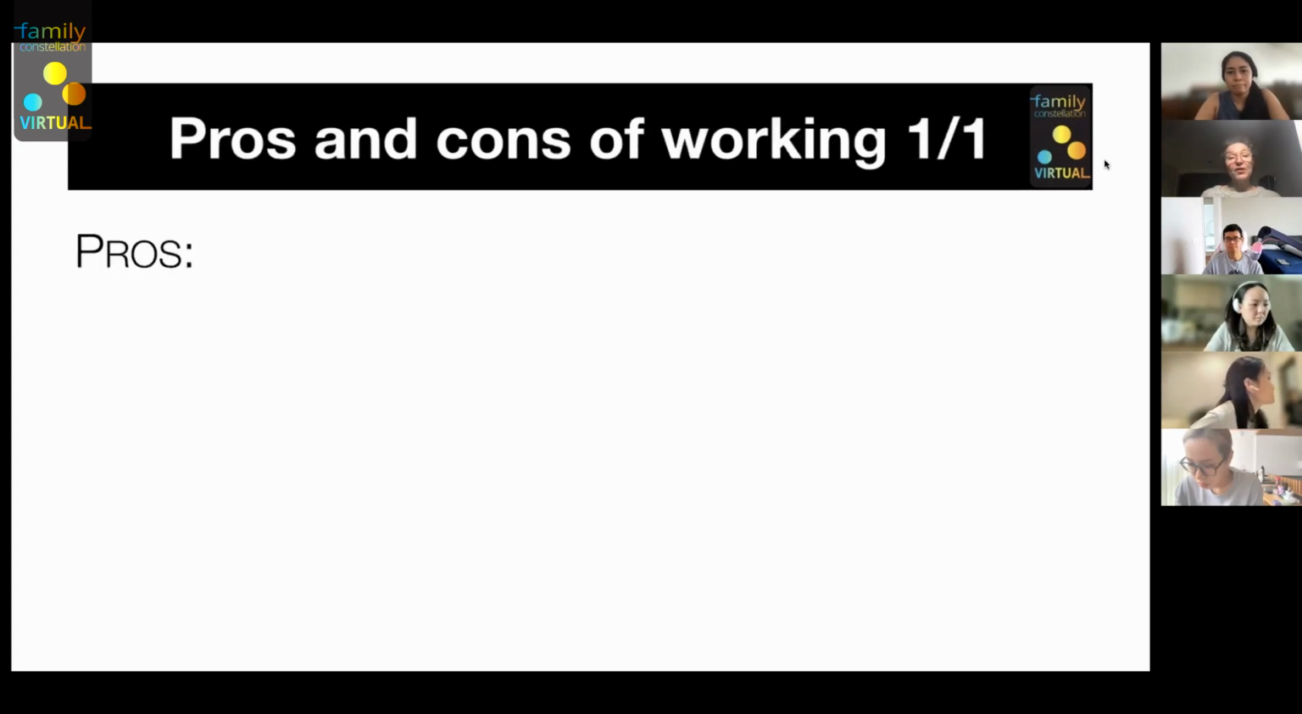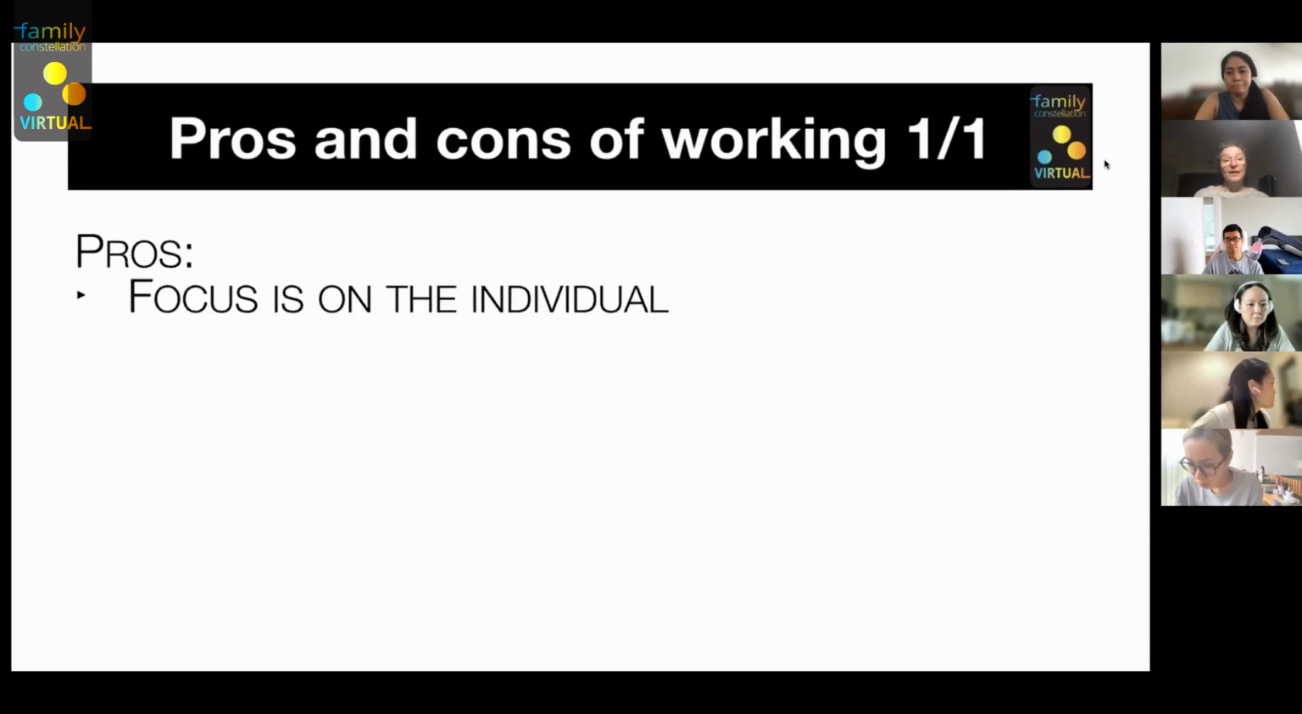Okay, so pros and cons in working one-on-one. First of all, the pros. You can focus on the individual, which you cannot do in a group. I mean, you think you're focusing on the individual because he's sitting next to you, but you always have to have the group in your view as well. So you cannot completely and fully focus on an individual as you can in a one-on-one session, because there's nobody else. It's only the client and that's it.